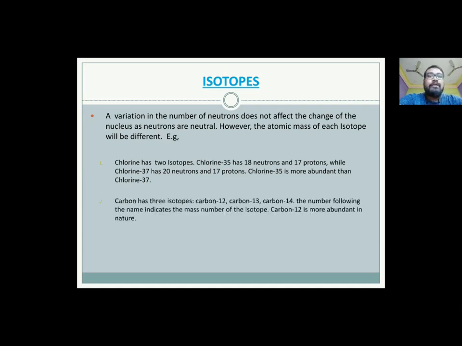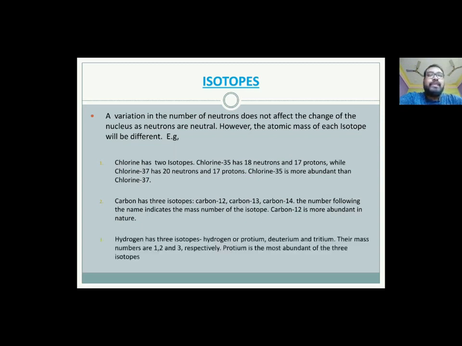Next, carbon has 3 isotopes: carbon 12, carbon 13 and carbon 14. The number following the name indicates the mass number of the isotope. Okay, that means for carbon 12 the mass number is 12, for carbon 13 the mass number is 13, and for carbon 14 the mass number is 14. So carbon 12 is more abundant in nature.